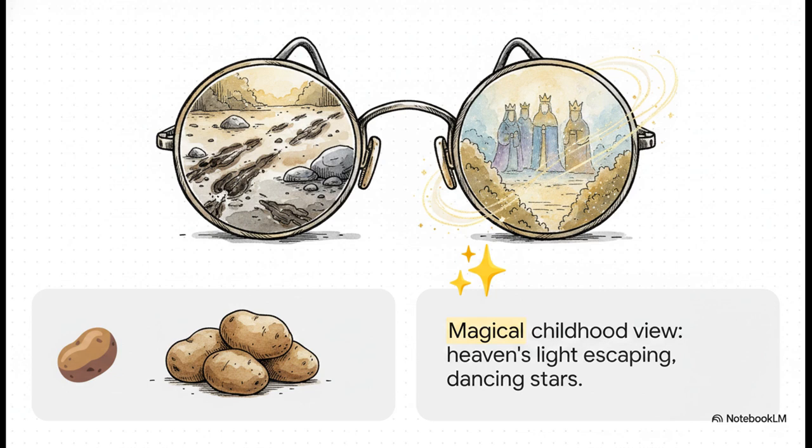But on the other side, the poem acts like a pair of magical childhood glasses. Through a kid's eyes, that exact same landscape is entirely transfigured. Light shining through the hay becomes heaven's light escaping. The dawn sky has dancing stars, and ordinary bushes, well, they're suddenly the three wise kings. The magic here relies entirely on the perspective.